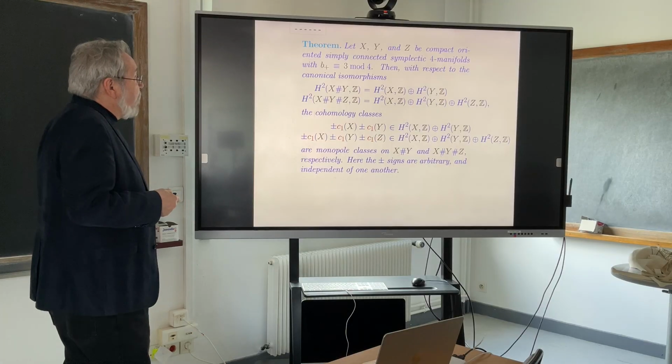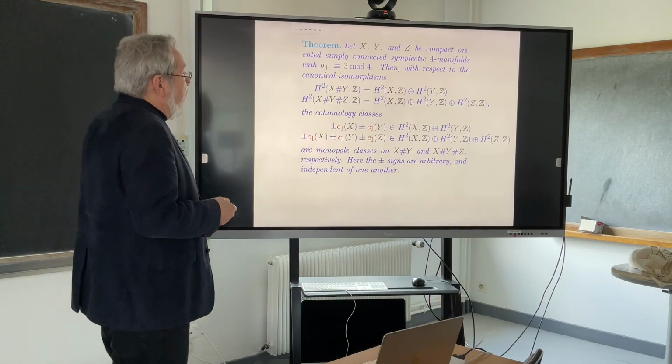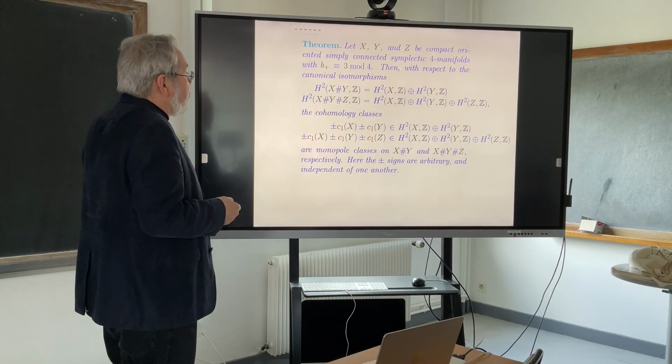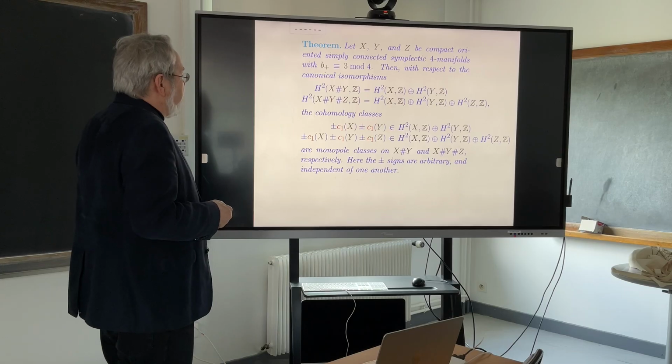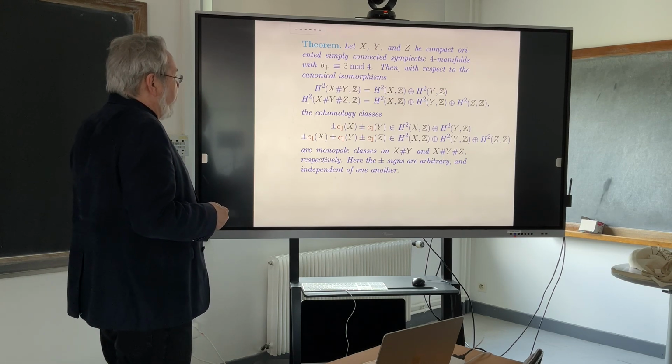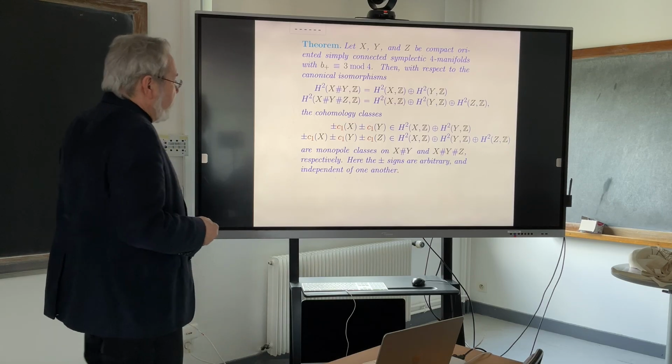The basic takeaway would be, in the situation I described, we have some simply connected manifolds, well, here I could just allow them to be symplectic manifolds rather than complex manifolds. I'll take them to be simply connected. They all have b plus equal to 3 mod 4. You're going to take their connected sum. If you just take 2 of them, you would find that the second cohomology of the connected sum looks like the direct sum of the second cohomologies of these summands, and the same thing applies when you have 3 summands.